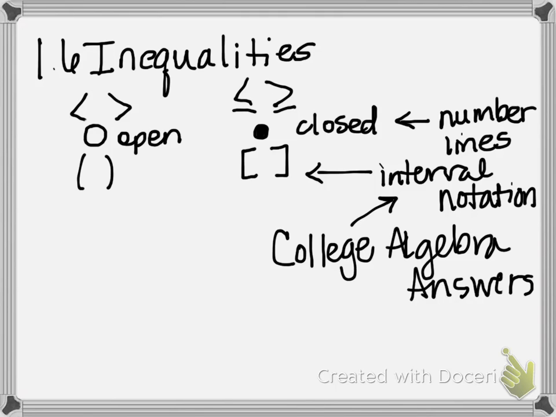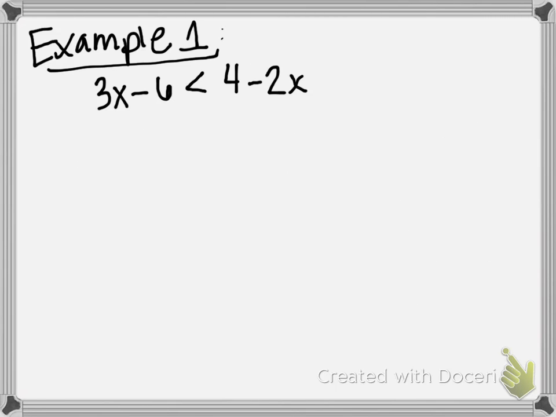And in college algebra, those are the answers that we want. If you need to use a graph to help you get those answers, that's fine, but you need to make sure that you're using interval notation in order to get your final answer. All right, let's start with an example. For example 1, we've got 3x minus 6 is less than 4 minus 2x.